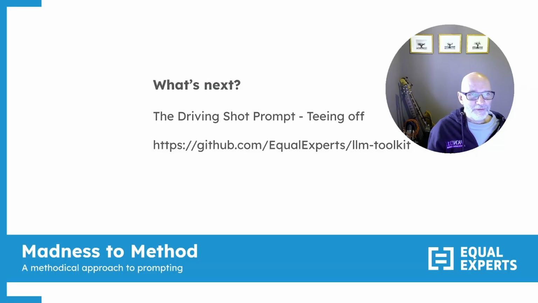We now have the foundational concepts under our belt, namely meta prompting and guardrails. In the next installment, we're going to get into some real action, and we're going to look at the driving shot prompt, where we start writing a feature from scratch using a methodical approach.